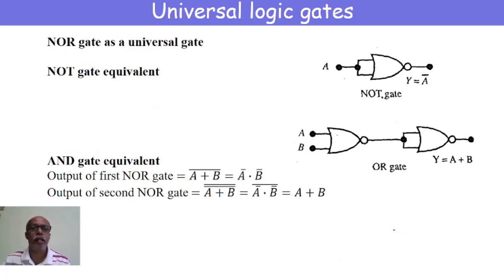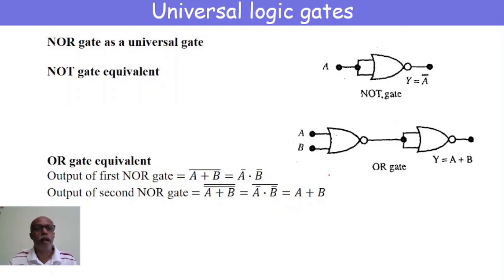Similarly, let us realize different gates by making use of the NOR gate. Now, the NOR gate equivalent. We have only one NOR gate, and the two inputs have been joined together, so we have only one input A that is complemented, which is the output of the NOT gate. Hence, we can realize the NOT gate by making use of one single NOR gate.